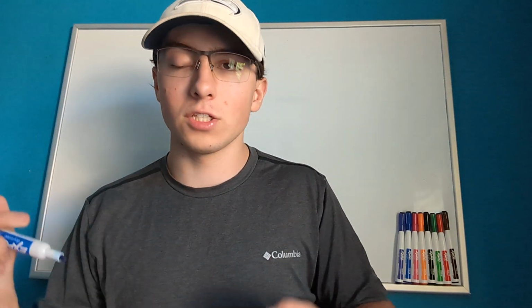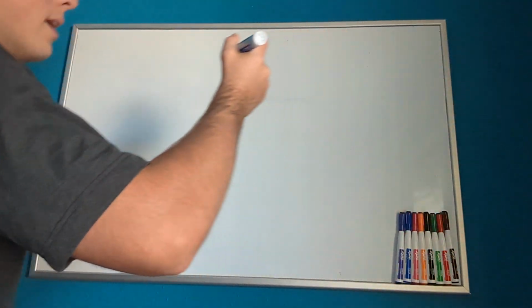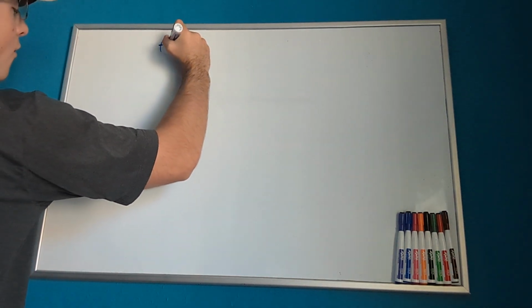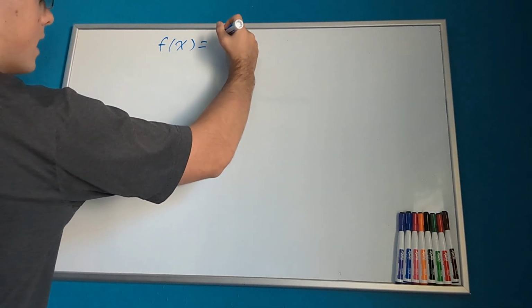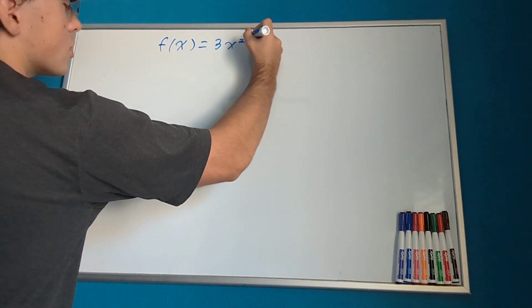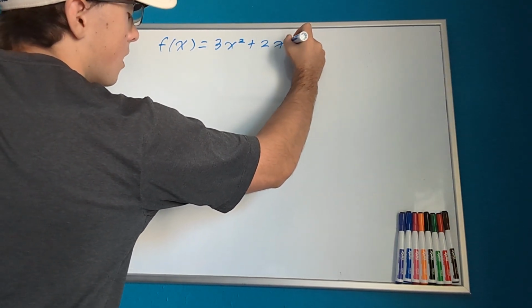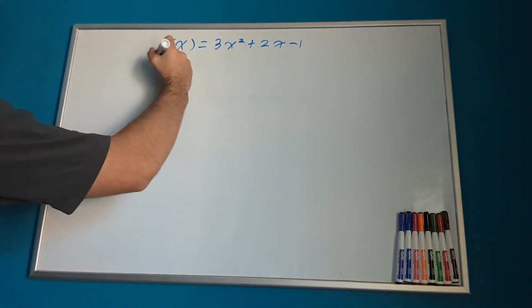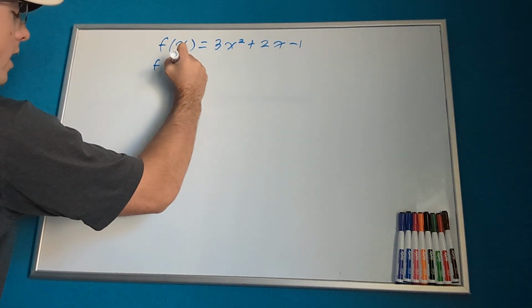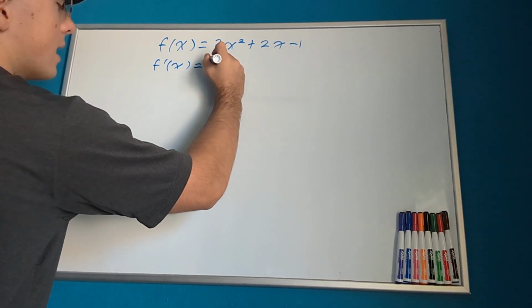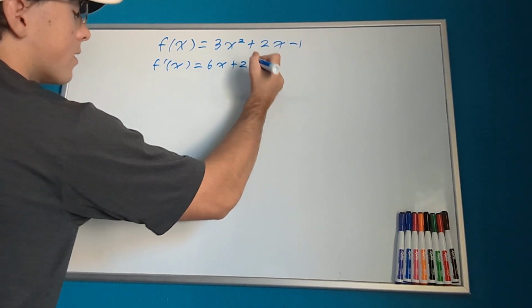Today, I want to introduce you to anti-differentiation. So what is anti-differentiation? Well, in the past, we were given a function, f of x, and right now we'll just say that's 3x squared plus 2x minus 1, and we were asked to find the derivative of that, or f prime of x, which in our case would be 6x plus 2.